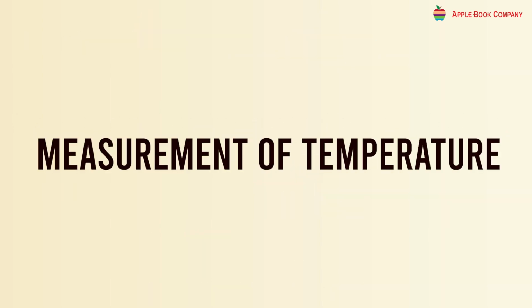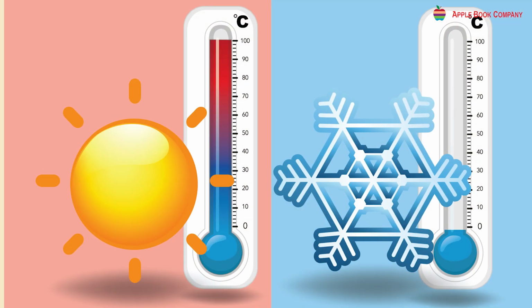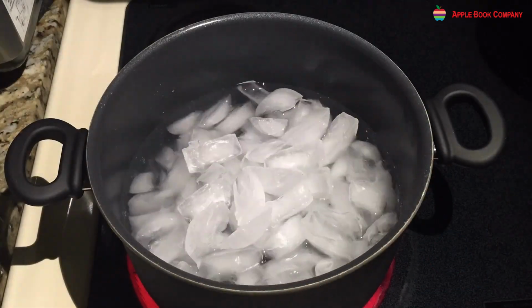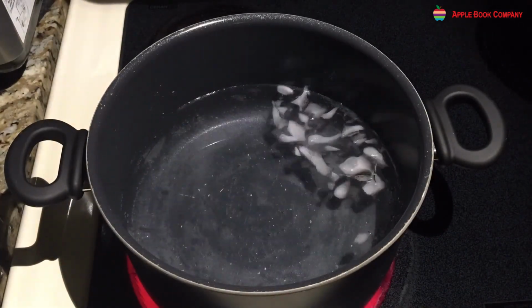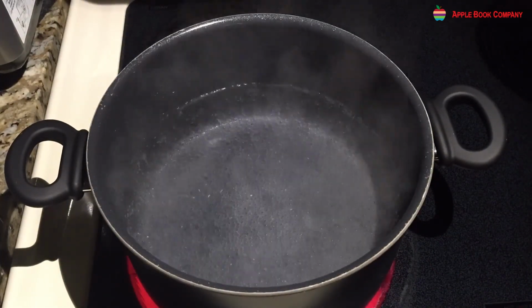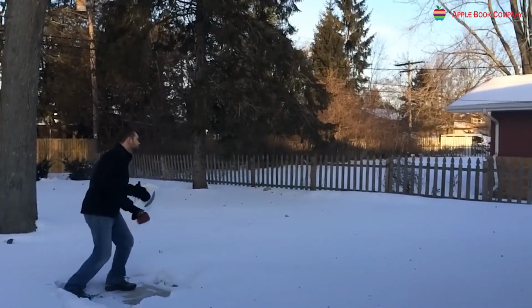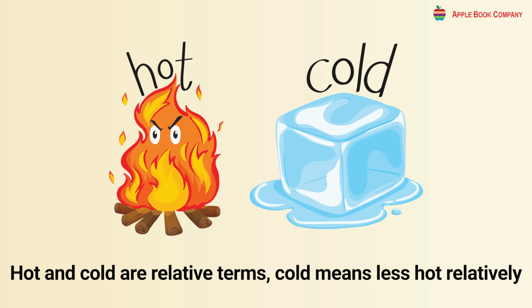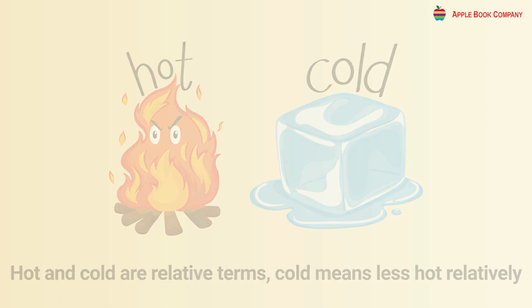Measurement of temperature. The level of hotness or coldness of an object is its temperature. To measure temperature, we depend upon the various temperatures of water, from melting of ice to boiling water, or from boiling to freezing. Hot and cold are relative terms. Cold means less hot, relatively.